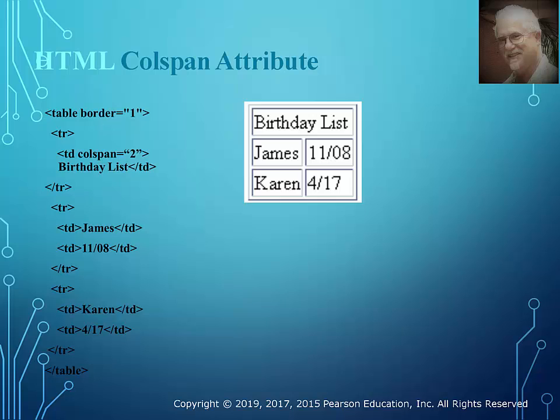So that basically means you've had to think this out a little bit and understand that you're going to have 2 columns and you want this particular row, birthday list, to span both of those columns. It's the end of that row, then the beginning of the next row, first cell, James, second cell, 1108, into that row, beginning of the next row, Karen, and then 417 into that row and table. And the result is, like you see on the right there, where the words birthday list span 2 columns, hence the term colspan.